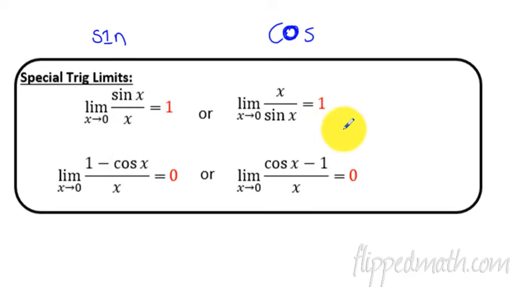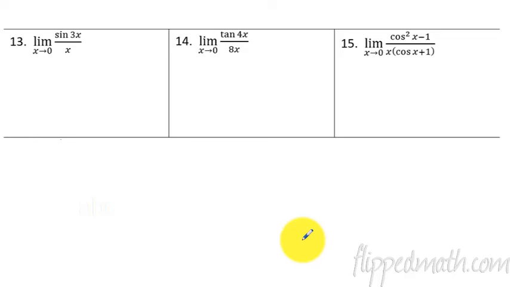Sine x over x, or x over sine x, equals 1. So let's use this stuff for our last set of problems. We have a 3x here and an x on bottom. We need these to be identical, because if you look back over here, this was x over x. So if the angle is 3x, we need this to be a 3x as well to make this whole thing become a 1. So let's just give it a 3.